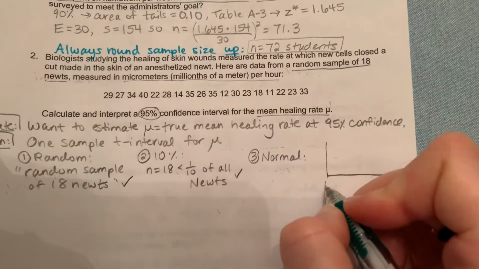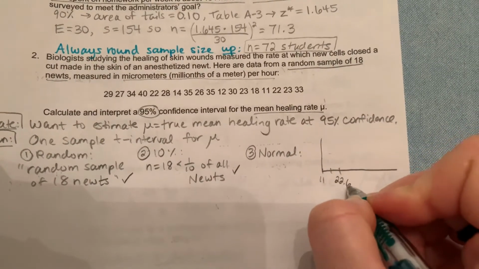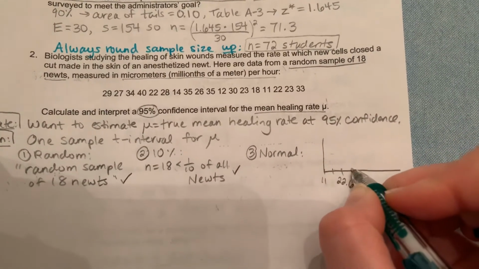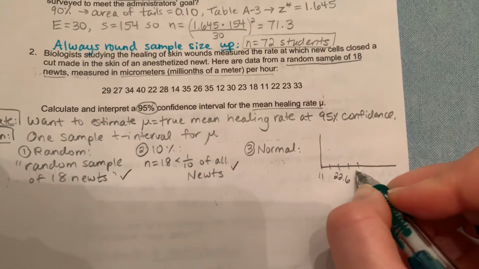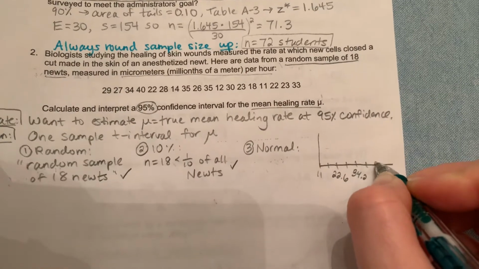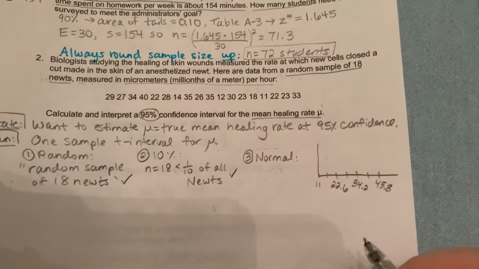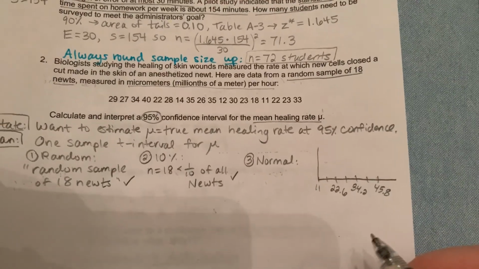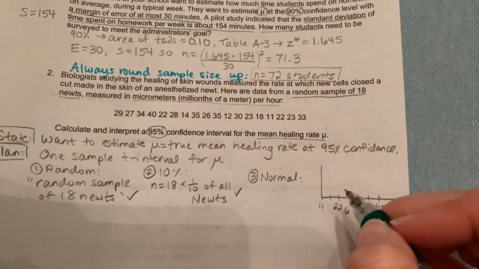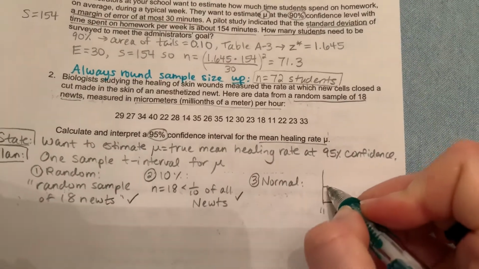Okay, so it starts at 11. The next 2 boundaries up is 22.6. 2 more bars after that is 34.2, and 2 more bars after that is 45.8. Again, I'm not just making this up. I put this into Statlet. And this is what I got. Yours could come out a little bit differently. As long as you have a histogram or a dot plot, that's fine.